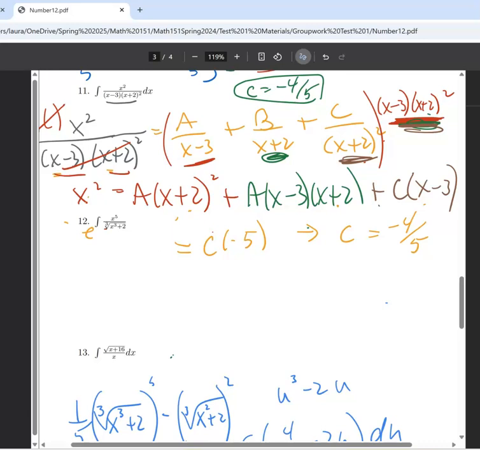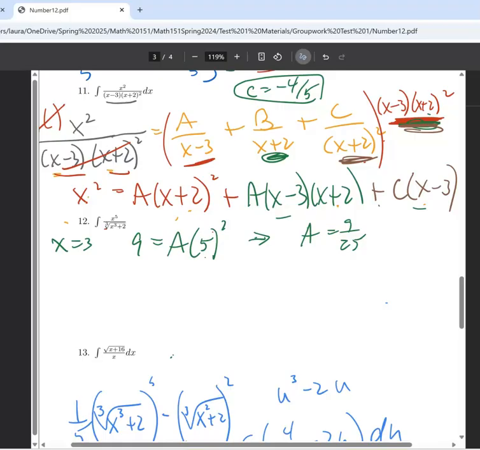Then I want to pick another wise number. Another wise number would be 3. So x is equal to 3. So I get 9 equals, that's 0, that's 0. So I'll get 9 times 5. Oh, sorry about that. A times 5 squared. So that gives me A is equal to 9 over 25. All right, I'm going to put that one up here. A is 9 over 25.